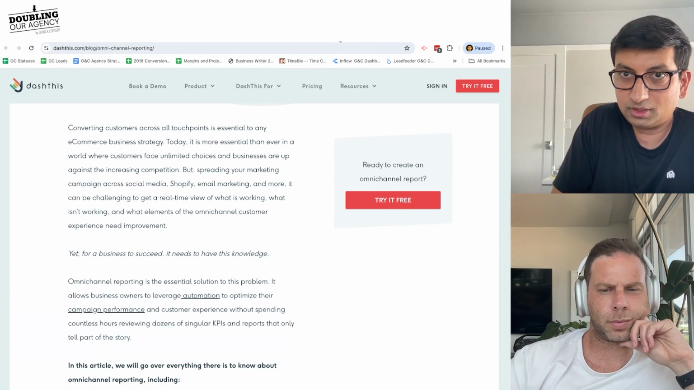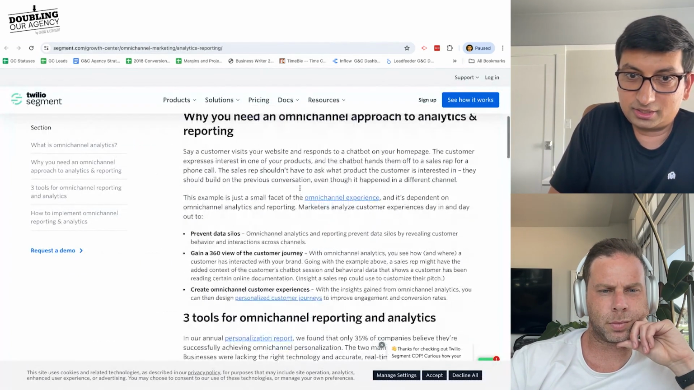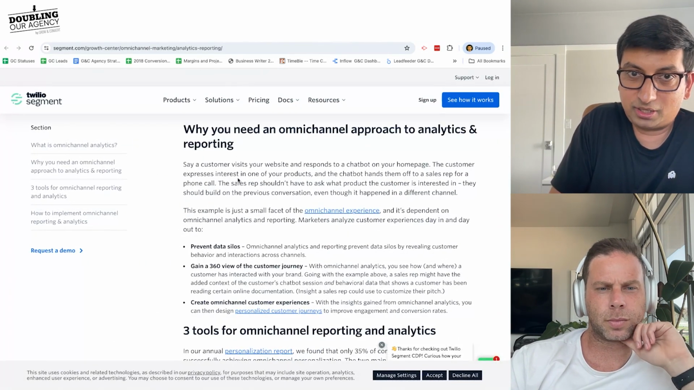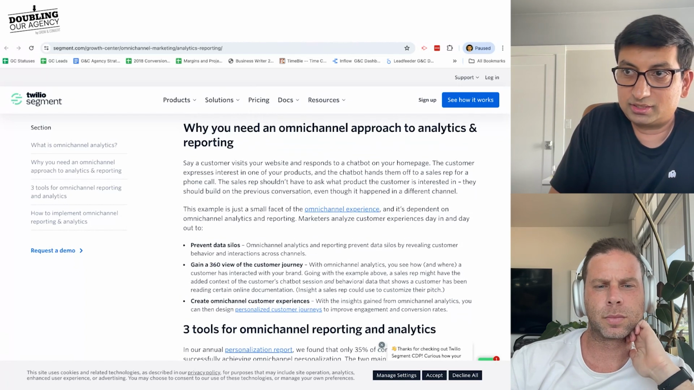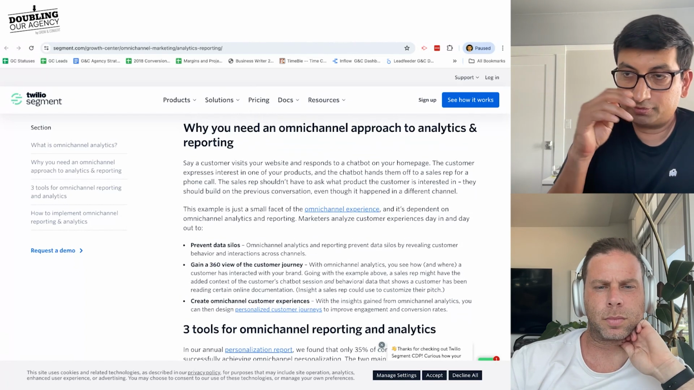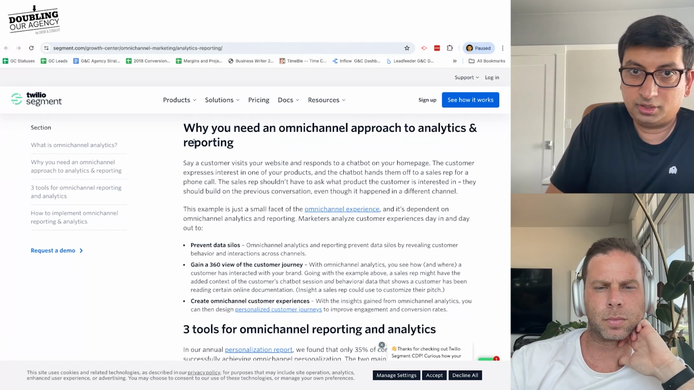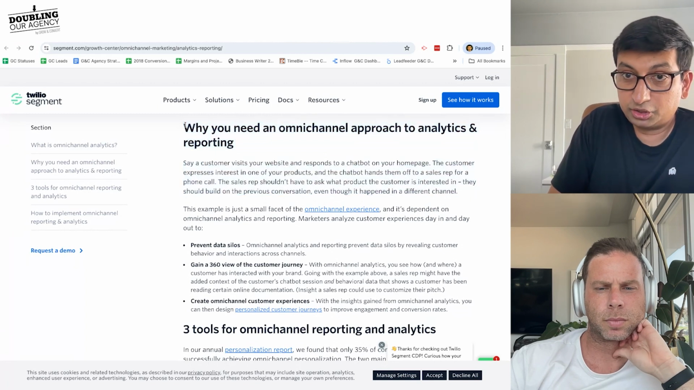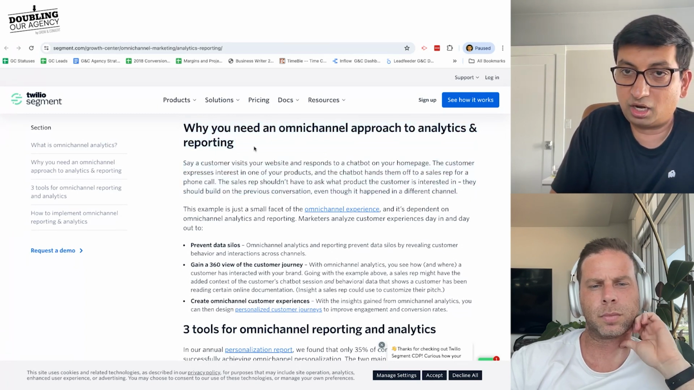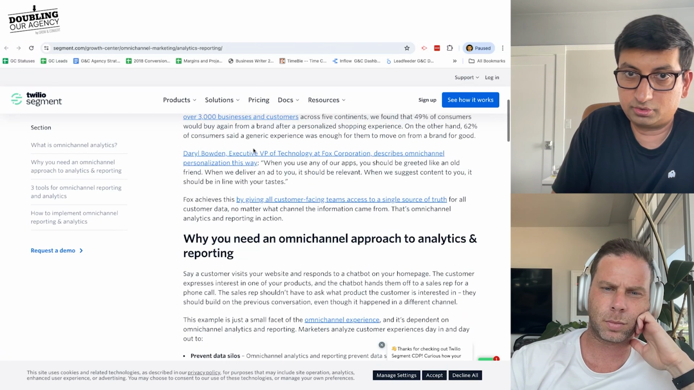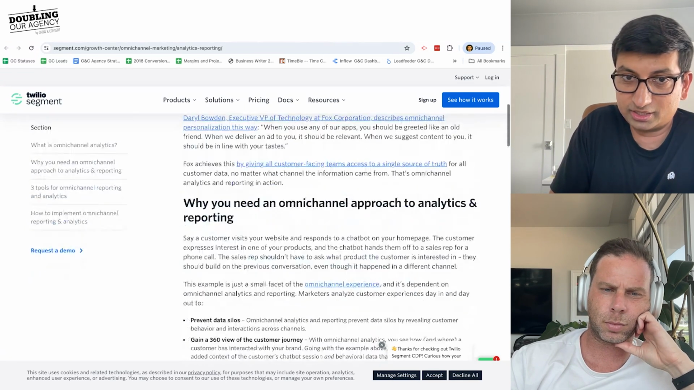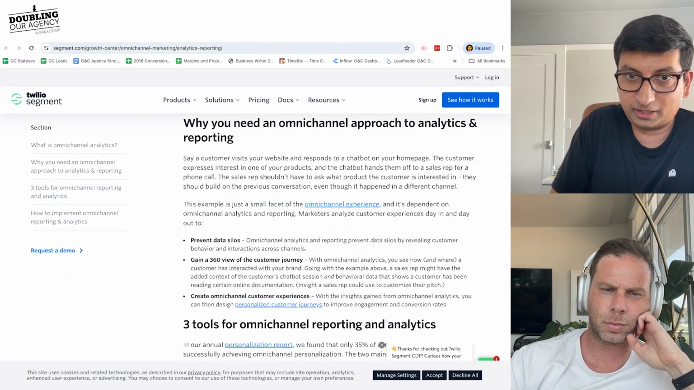Okay, example number 2, let's get into some meat of it. The Segment example has this next section, and I want to talk about devolving into jargon. This starts off actually really good and promising and starts to get specific. The section is titled "Why You Need an Omnichannel Approach to Analytics and Reporting." So we talked about defining it, what it is, and now it's motivating it. What I really like about it is the first paragraph because it gets into a specific example.